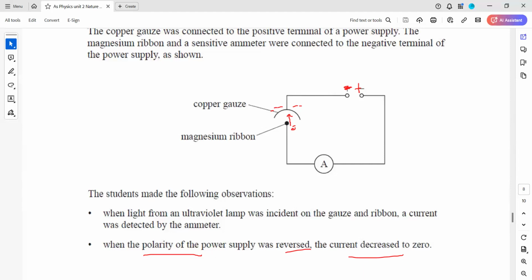So you will mention the points: electrons are emitted from the magnesium ribbon, and the energy of a photon is more than the work function. That's why they are emitted, and the kinetic energy depends on the energy of the incident photons. And when the polarity is reversed, the electrical work done on the electron and the kinetic energy are equal. That's why the electrons are not able to move, so the current will be zero. So these are the points you have to include in your explanation.